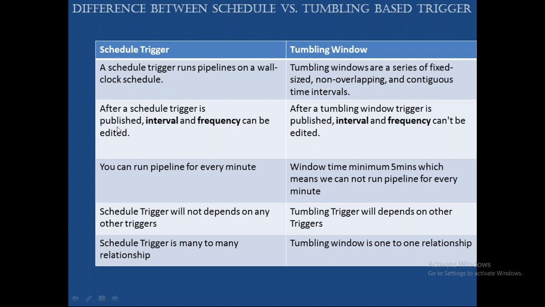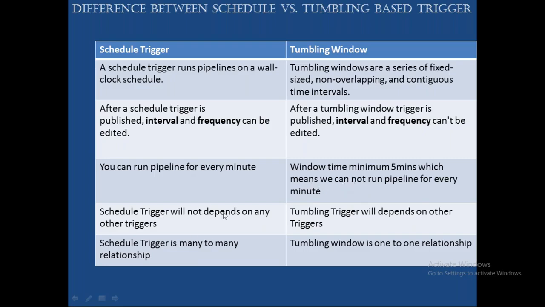Next, after a schedule trigger is published, interval and frequency can be edited. So whatever you scheduled you can edit, but whatever you created here, you cannot edit in tumbling window. That's why you need to create it very, very carefully. Okay. Next, you can run the pipeline every minute here, but window time minimum 5 minutes you need to take. Window size should be at least 5 minutes.